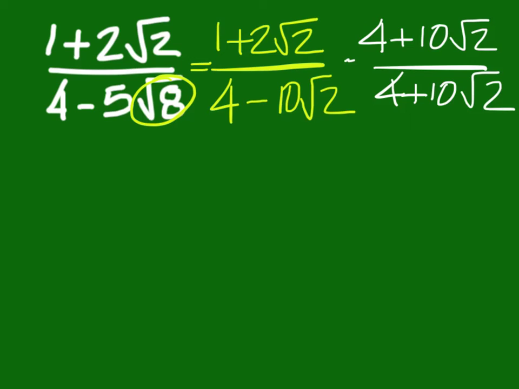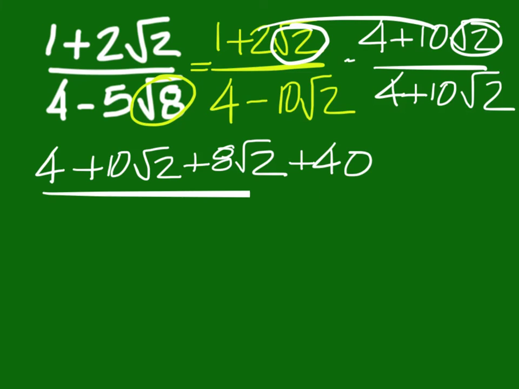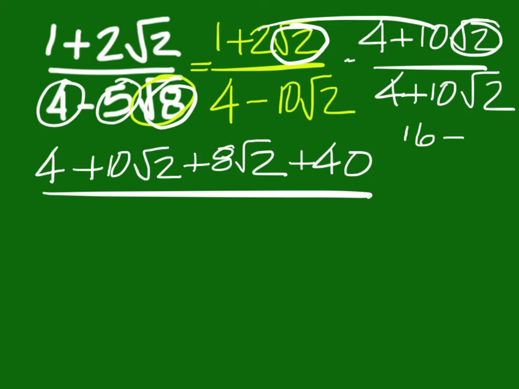Now, on the top, when you multiply, you should get 4 plus 10 square root of 2, and then plus 8 square root of 2. And on the back end, we have 2 times 10, which is 20. This times this is 2. 20 times 2 is 40. And then on the bottom, you'll have 16 minus 25 times... Oh, well, we're not doing that one. We're doing this one. 100 times this squared is 100 times 2, which is 200. That would give you a negative 184 on the bottom.